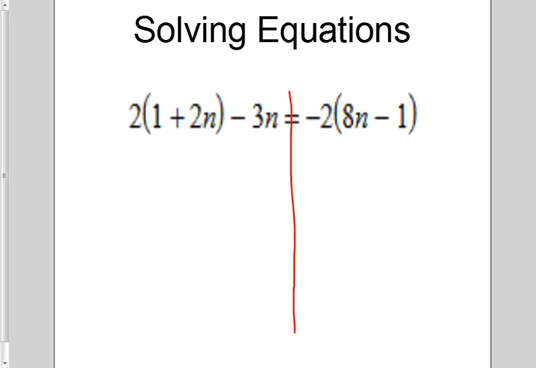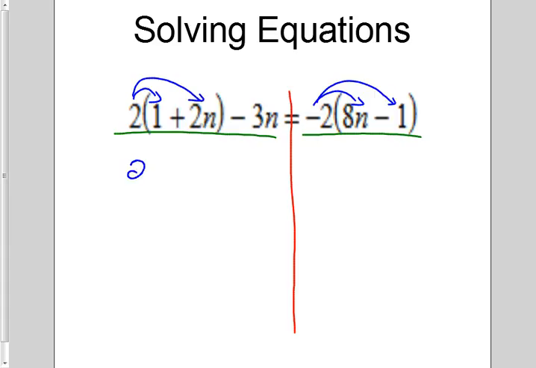So, as I go through, the first thing I want to look at is, are either sides simplified, or can I simplify each side? And in this case, there's a lot I can do. The first thing I see immediately, and we already discussed it, is that I can do a distributive property right here and right here. And what does that look like? Well, I'm going to do 2 times 1, which is 2. And then I'm going to do 2 times 2n, which is 4n. I did not mess with this negative 3n, so I leave that simply as is.